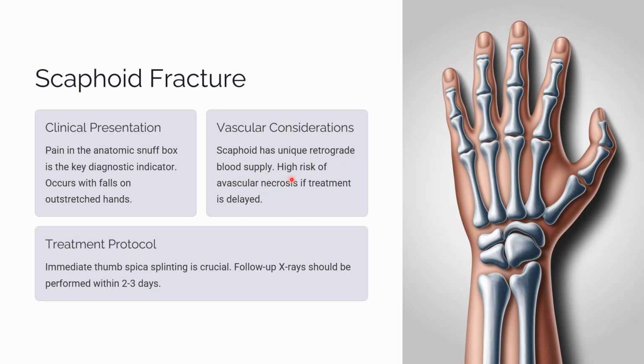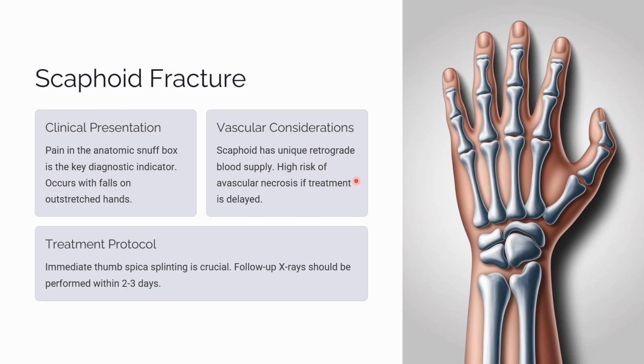Even though the scaphoid fracture will not be obvious on the initial X-ray, if there is pain in the anatomic snuff box, then we have to be very clear that it is a scaphoid fracture. So why should we have to be very clear? It is because of this unique retrograde blood supply.